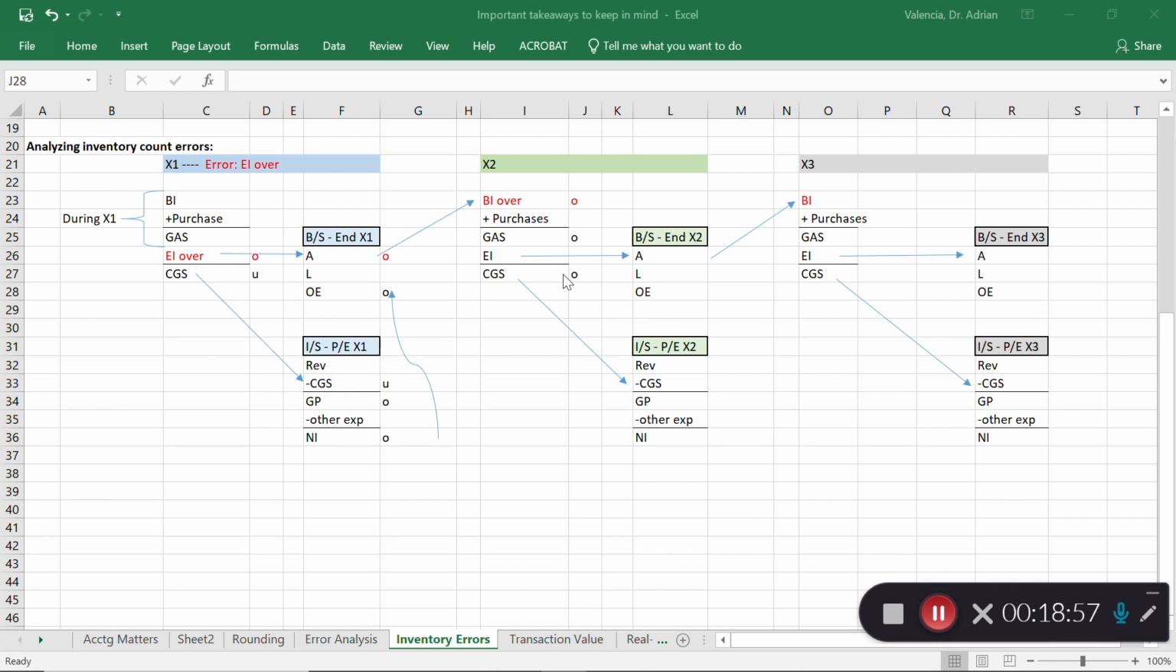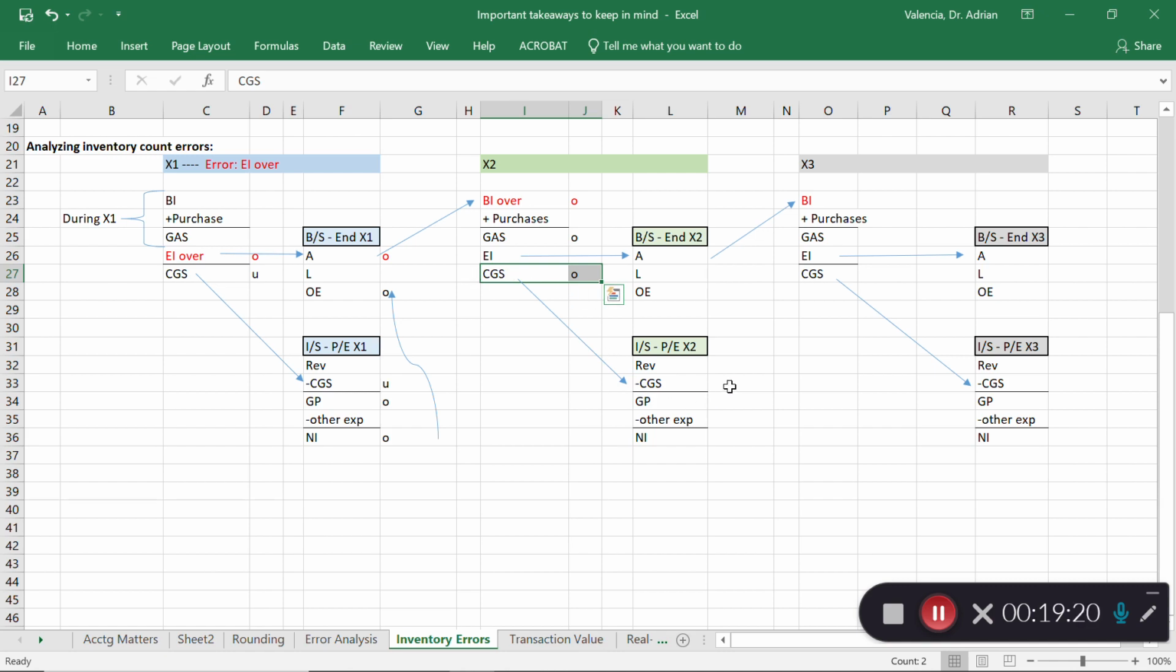So now that we understand how this error carried forward from last year goes into the beginning inventory and overstates beginning inventory, consequently overstates goods available for sale, and then ends up giving us an overstated cost of goods sold, then we can see how that affects the income statement.